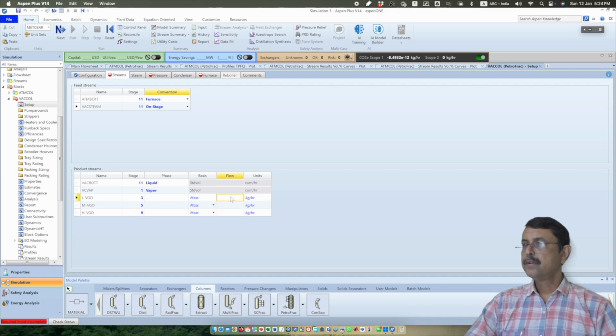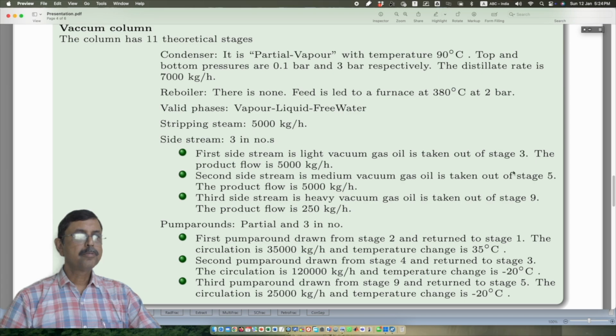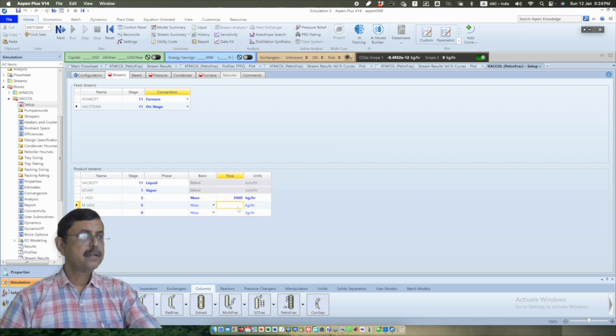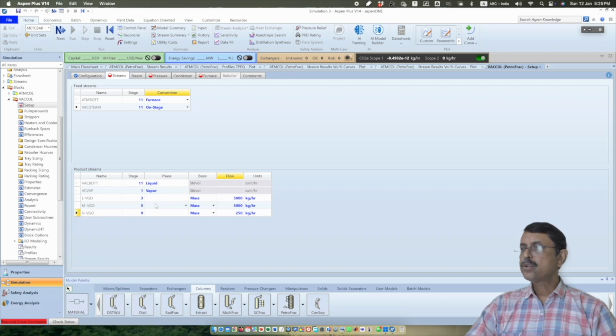So here we have 5000 kg per hour, 5000 kg, and 250 kg. So it is 5000, 5000, and 250 kg per hour. And all those gas oils will be in liquid state, right? So we put it in liquid. That way streams are all set.